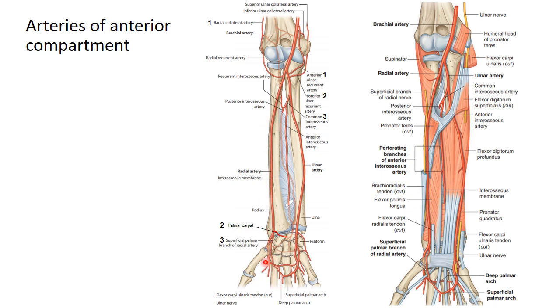The radial artery supplies the thumb in the hand, the thumb and the lateral aspect of the index finger, and this is what we will take in detail when we take the hand. This is the radial artery.